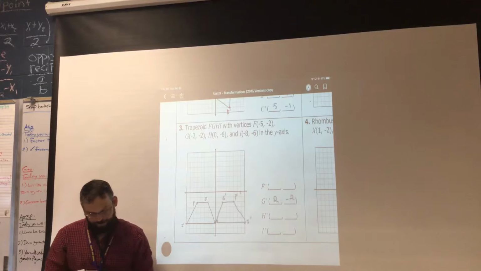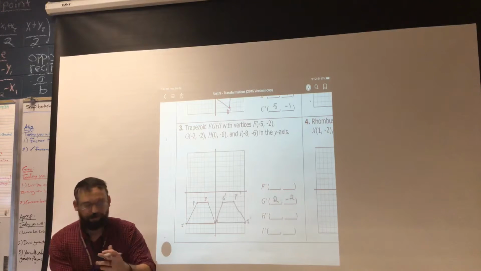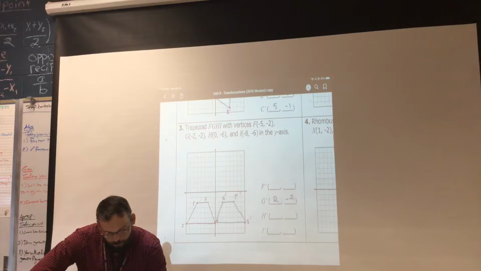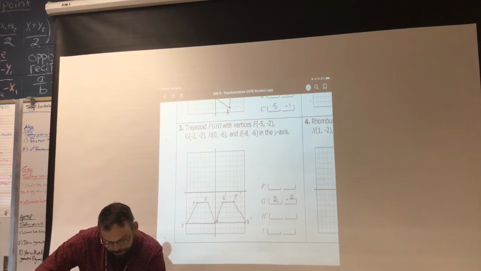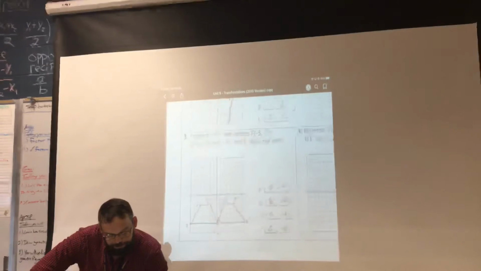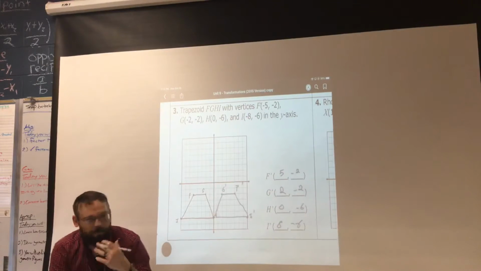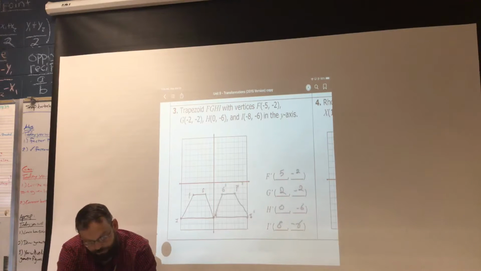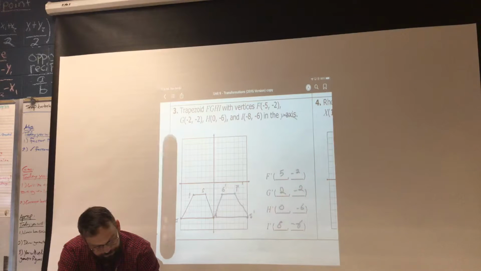So to fill in these, because I want to point out a couple of things about the ordered pairs here. F prime is 5, -2. H was 0, -6, and I was 8, -6. Okay. So here's something cool I want to show you that's happening here. When it's reflecting about the y-axis, notice. I'll use F as my example here.